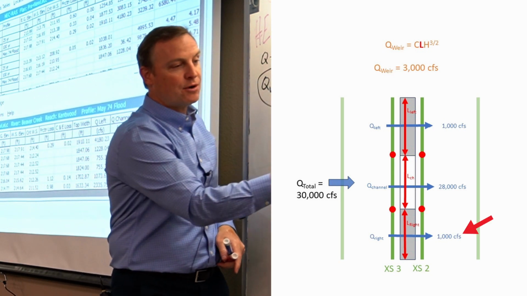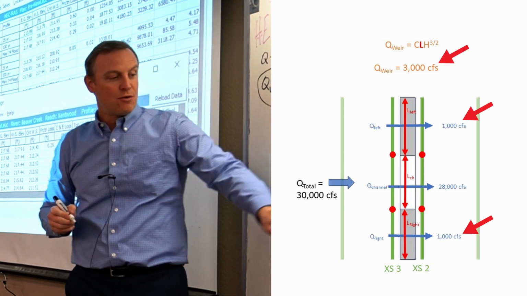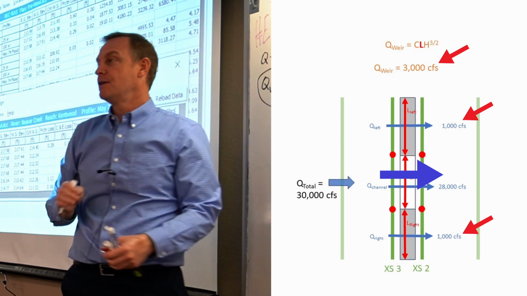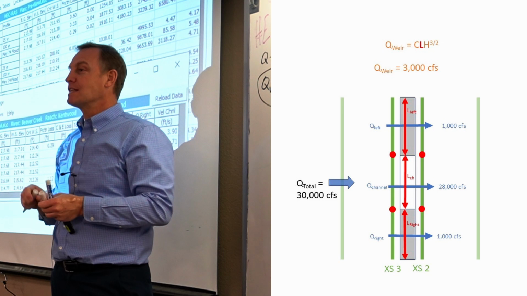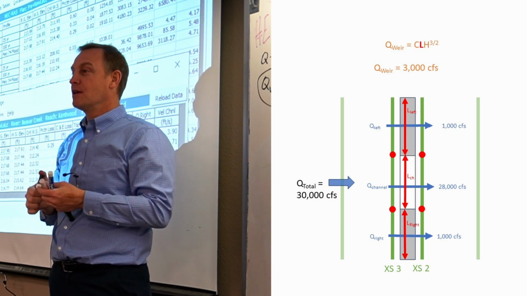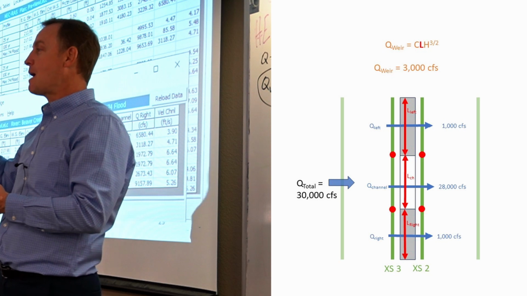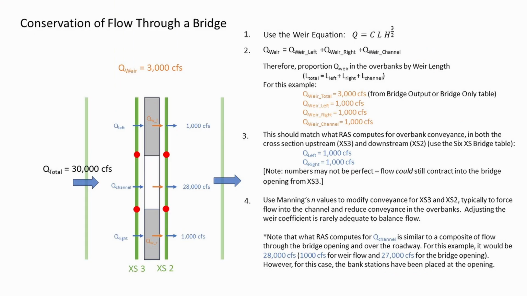RAS will tell you this number, and RAS will tell you this number, and RAS will tell you this number. And you have to infer this last number based on the length of the weir and proportioning it out, okay? So that's the hard part about doing bridge modeling. In the end, you're going to have to do your own mass balance using the tabular output and the geometry of your bridge. Okay, so this is the hard part of bridge modeling.